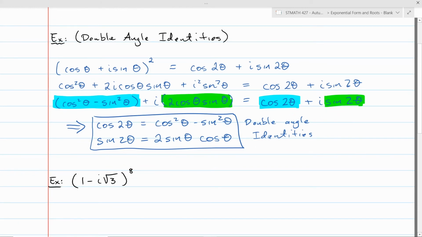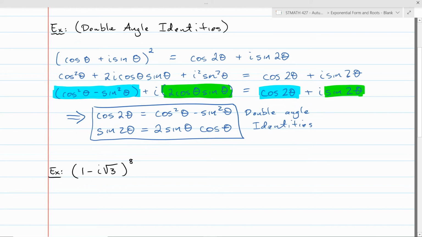And you can imagine cubing things and raising things to the 4th power and 5th power and so on, and you could get triple angle identities and quadruple angle identities. And in fact, I think the challenge problem on your homework is along these lines.